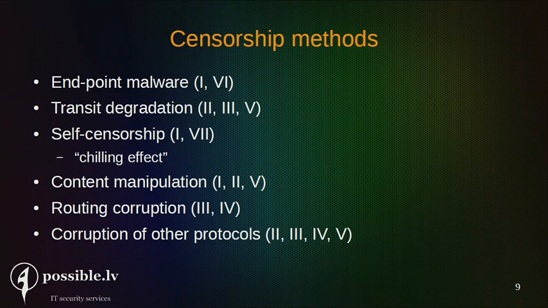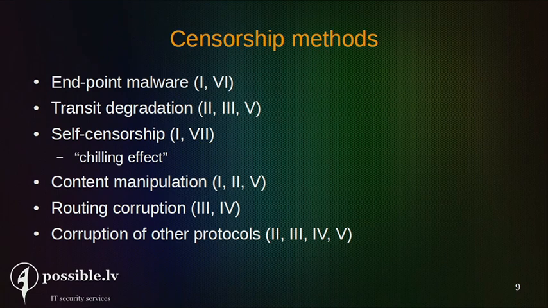Transit degradation is happening either in the data center or local internet exchanges or the internet provider of the user. And this method is quite hard to detect, and it is used by countries that do not want to face the consequences of outright censoring some content. What transit degradation means is that your internet speeds for specific kinds of traffic are lowered so low that it becomes almost impossible to use the resource. I already mentioned self-censorship, which happens on either the content side or the user side, also called the chilling effect.